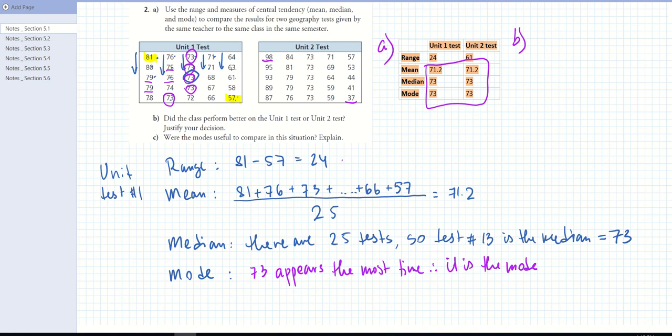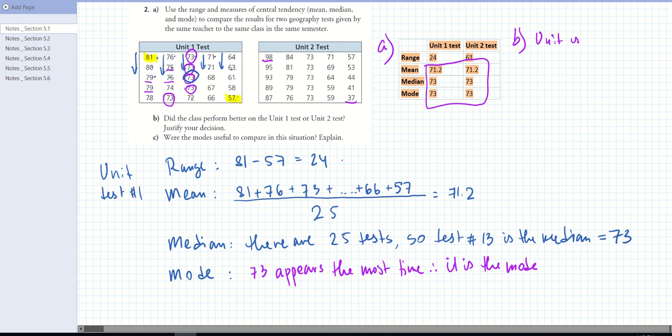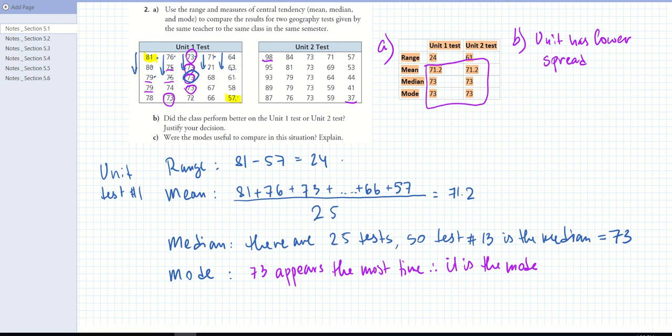So in this case, did the class perform better on unit 1 or unit 2? Unit 1 has lower spread. Because again, the central tendency values are all the same, we have to look at the range. Like I said, range is not a measure of central tendency, but in this case it still tells us which unit test was done better, because unit test 1 has lower spread. So people were clustered more together compared to unit test number 2. Because of that, unit 1 has lower spread compared to unit 2.